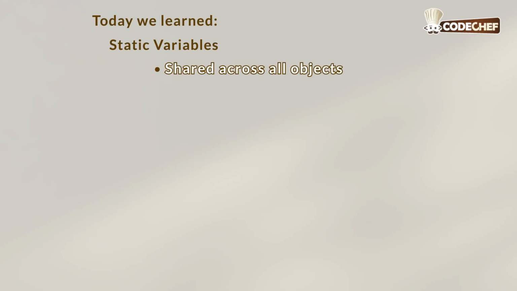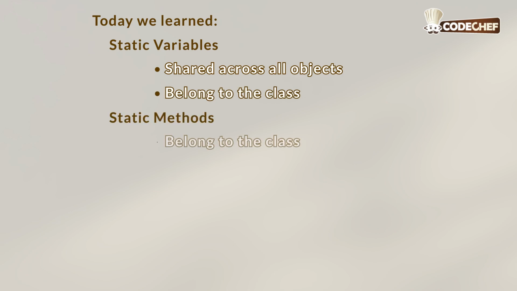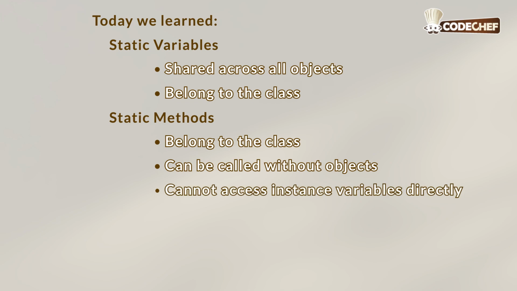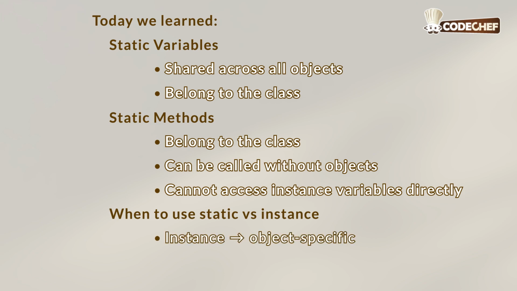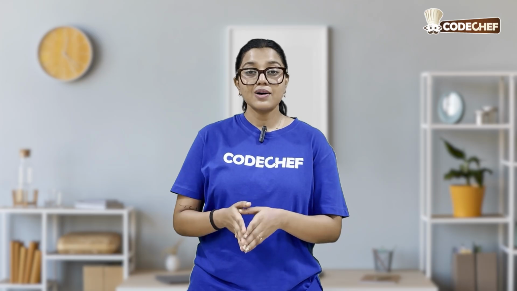So today we learned about static variables, shared across all objects, which belong to the class. Then we learned static methods, which belong to the class, can be called without objects, and cannot access instance variables directly. And to decide when to use static versus instance: instance if it is object specific, and static if it is shared or utility based.